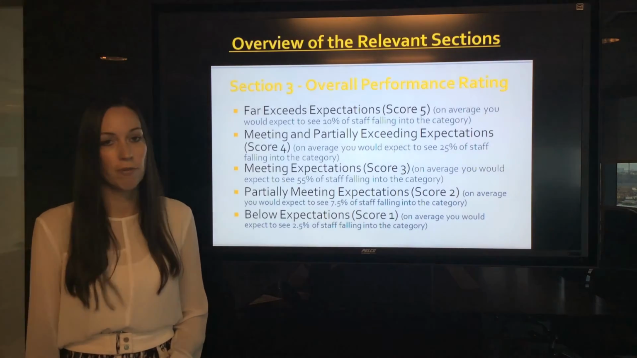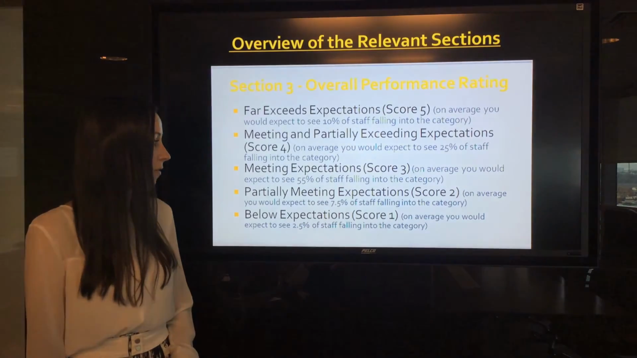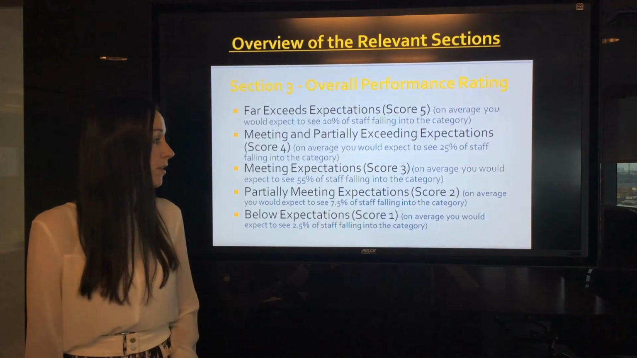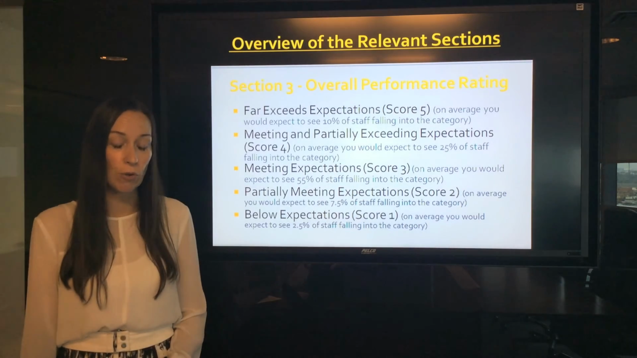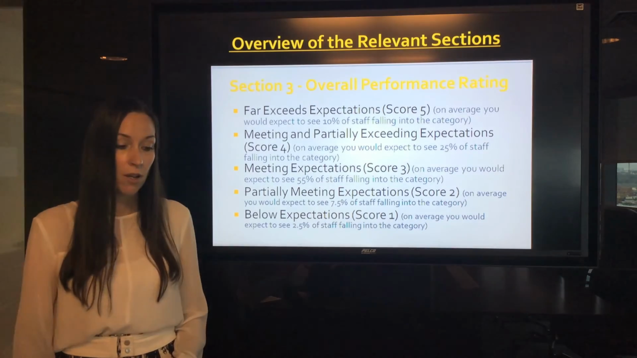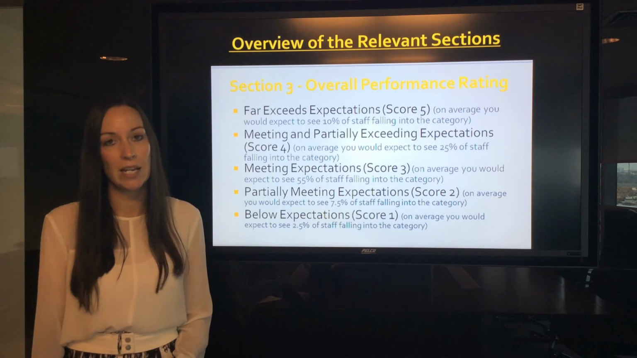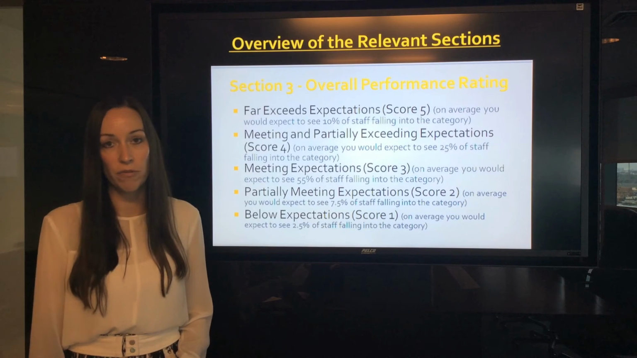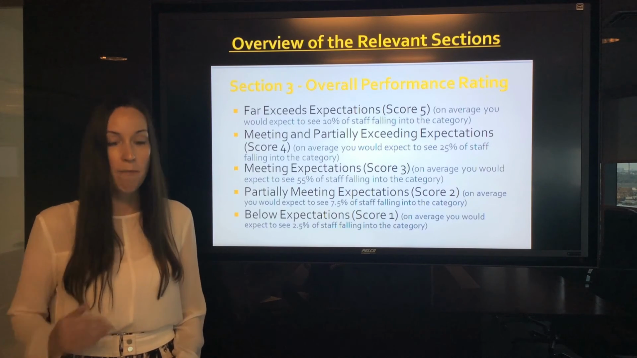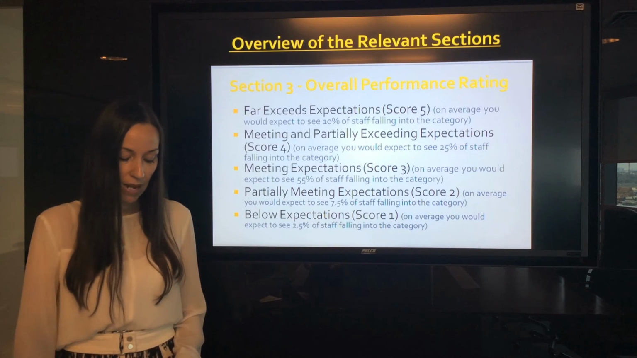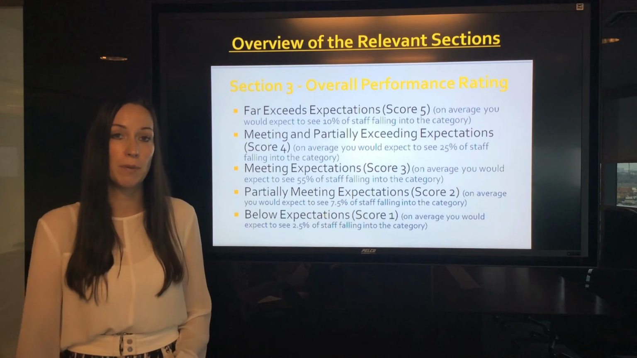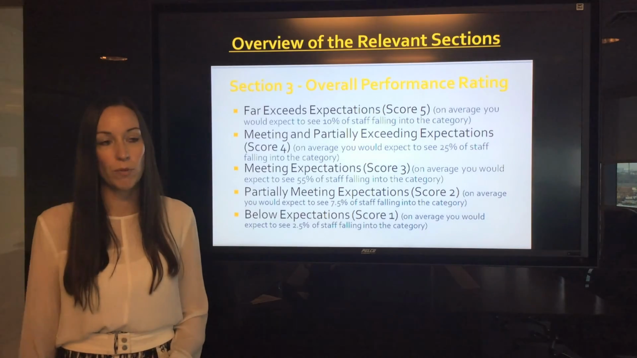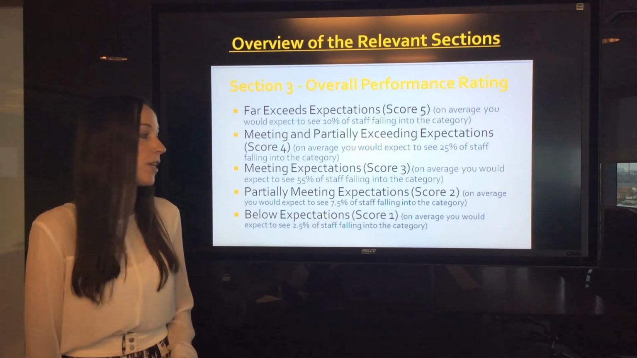Meeting expectations, score of 3. Now, this is where we would see the majority of our staff. We would expect to see at least 55% of our staff scoring themselves as a 3. Now, a 3 is a really good score. A 3 basically tells your manager and yourself that you're meeting expectations, you're doing the job that you're employed to do, you have achieved the overall performance standards in your role, you have met all of your objectives that were set, and you have required the appropriate amount of support and guidance from your manager. Okay, so that's a score of 3. So we would like to see the majority of people falling into this category.